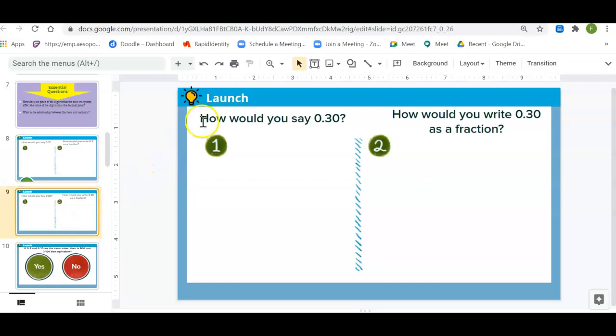But let's go to slide number 9 because that's similar. How would you say 0.30? And how would you write 0.30 as a fraction? So I want you to go ahead and pause our video and go back to those two questions, those two slides, number 1 and 2. And on the next slide is also 1 and 2. So pause our video and I want you to go ahead and see if you can answer. You can answer those in your notebook.